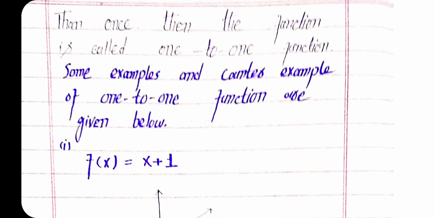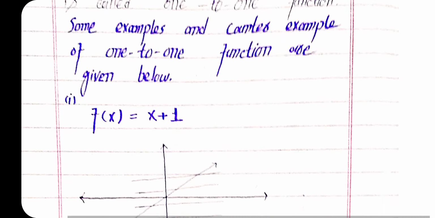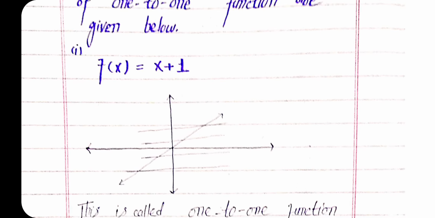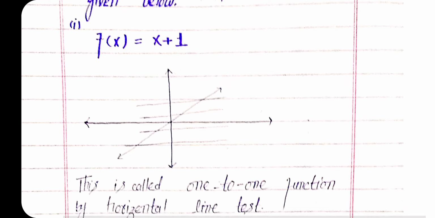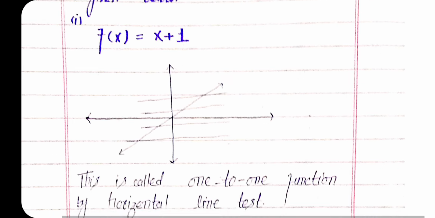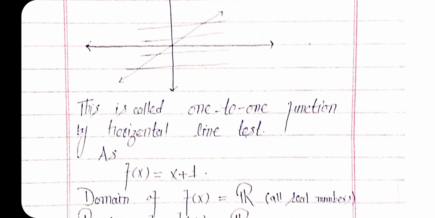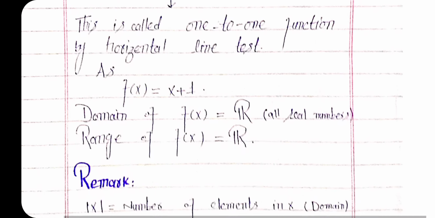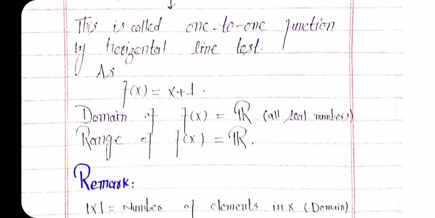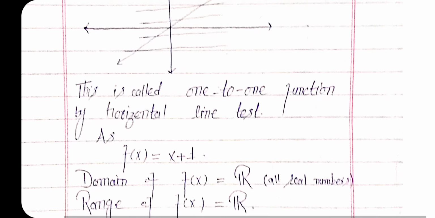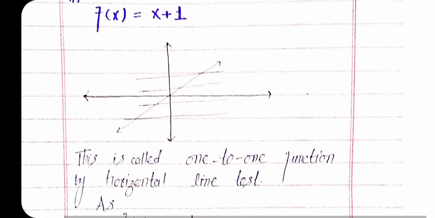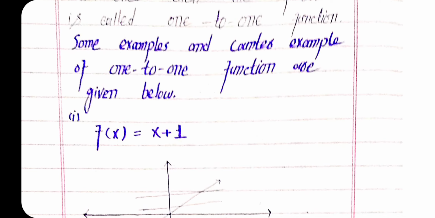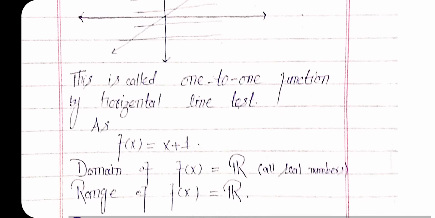Here first of all we consider a linear function f of x is equal to x plus 1. We can clearly see from its graph, which passes through the first and fourth quadrant, that a horizontal line does not intersect it at 2 points, and this is the graph of a function. The vertical line test does not fail, and to check the 1 to 1 property, the horizontal line does not intersect at 2 points of the graph, so this is the graph of a 1 to 1 function.